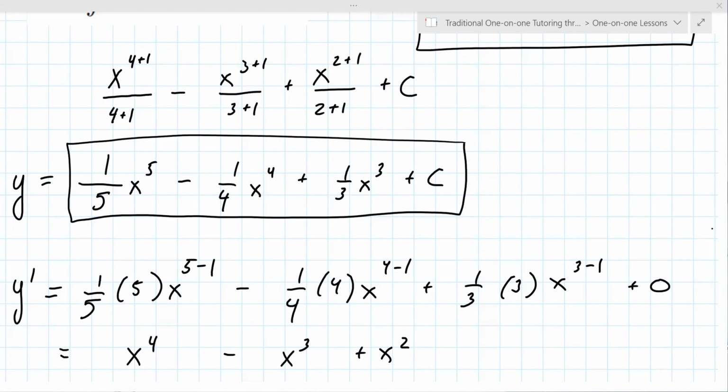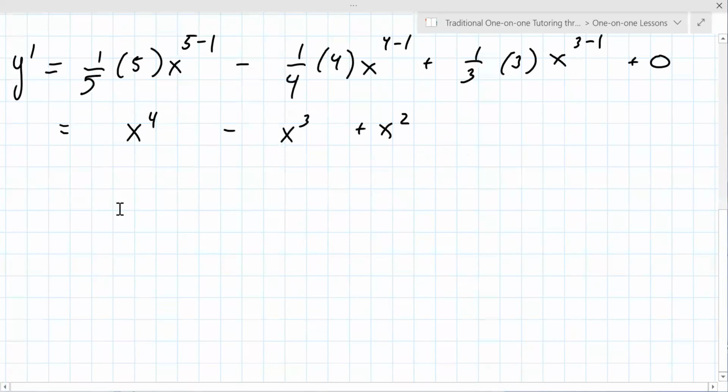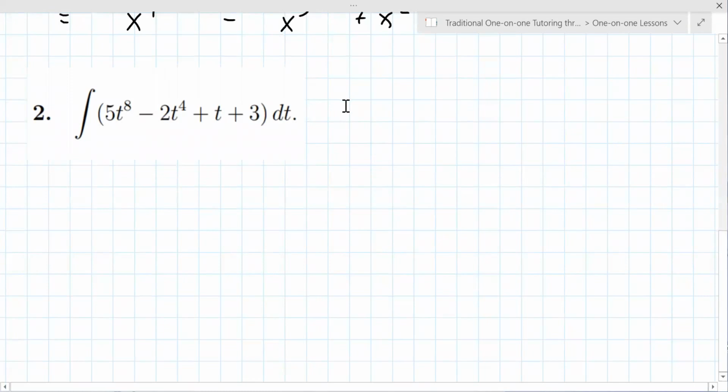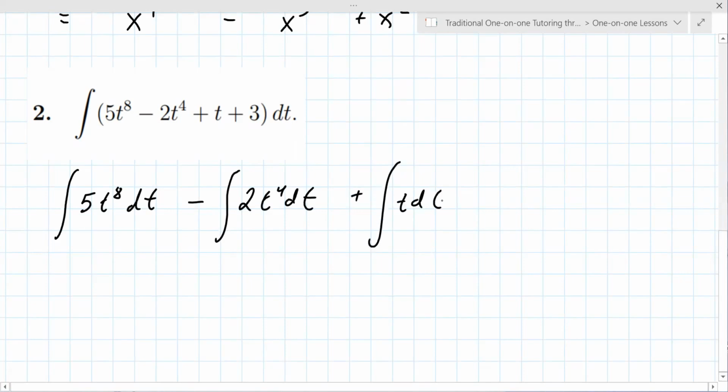Okay, so another thing we talked about yesterday is that the variable does not have to always be x. In fact, it's not often even x. Now there's one little thing here that we did not talk about, but let me just write this out separately. So it's the integral of 5t to the 8th dt minus the integral of 2t to the 4th dt plus the integral of t dt plus the integral of 3 dt. So this problem here can be rewritten this way.